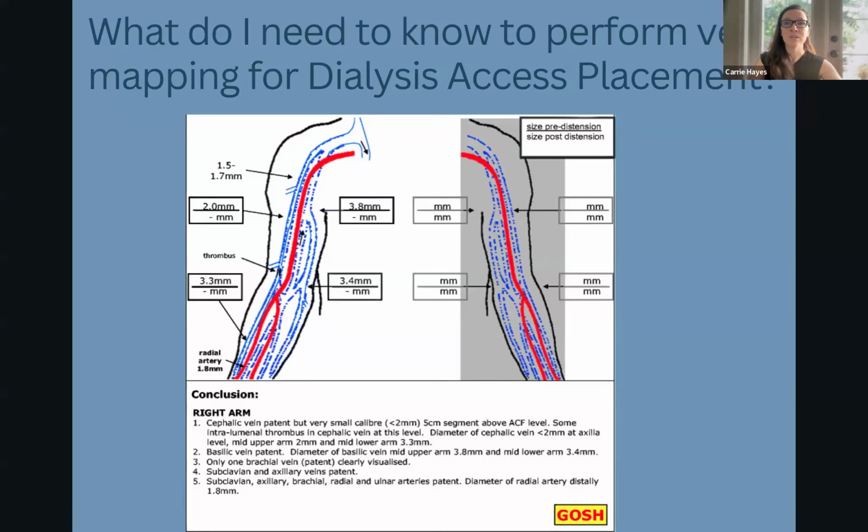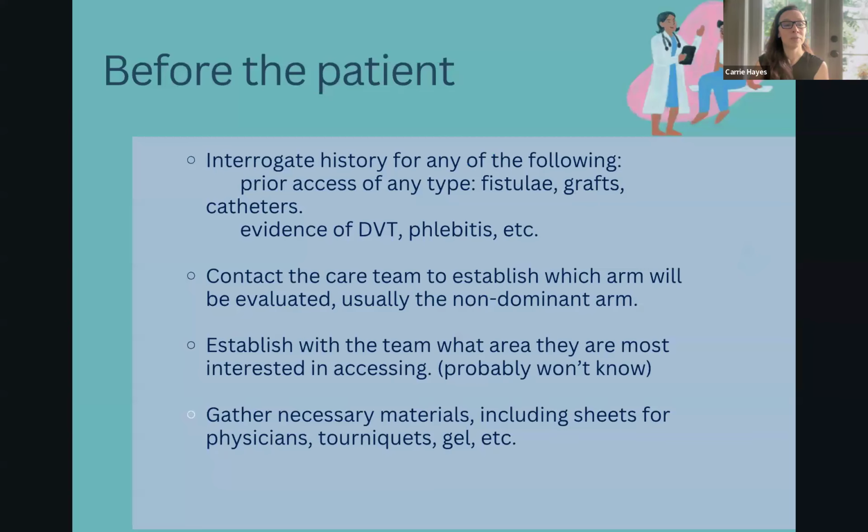Say their preference is this area, but what if that area doesn't work? This is their next preference. This is their next preference, so that you're getting these patients timely care. So before the patient, just like we talked about, have they had any prior fistula, grafts, catheters? Have they had DVT in the past, phlebitis?